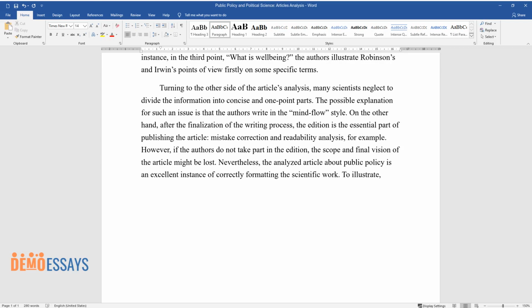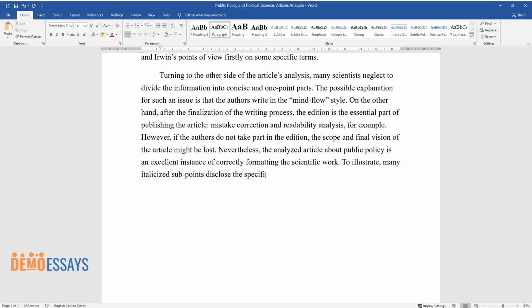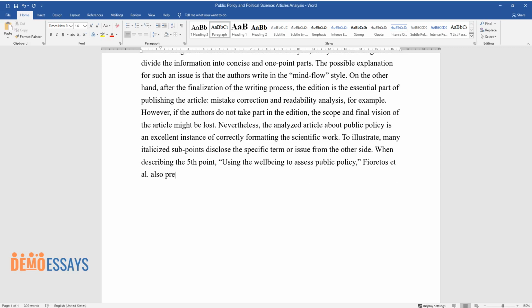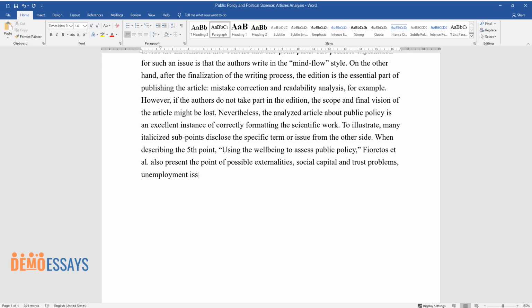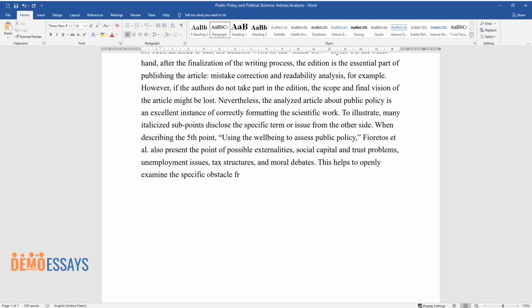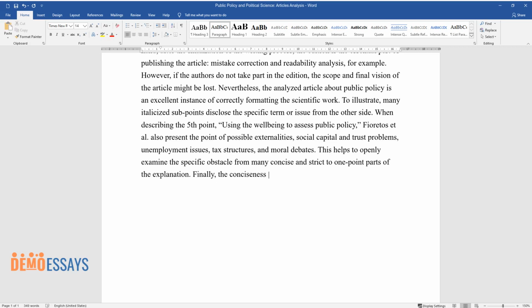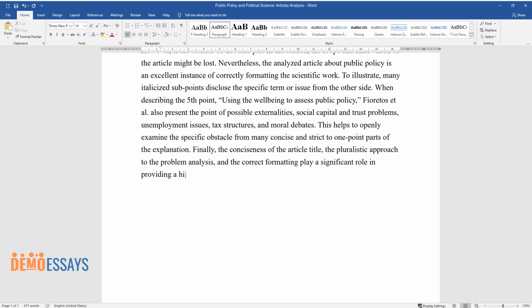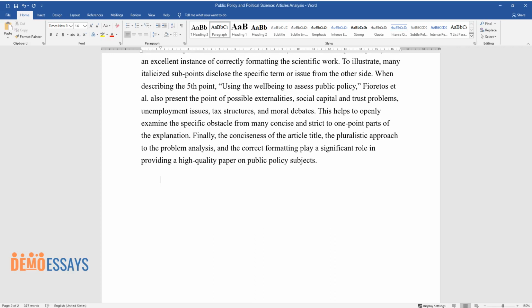To illustrate, many italicized subpoints disclose the specific term or issue from the other side. When describing the fifth point, Using the Well-Being to Assess Public Policy, Fioretos et al. also present the point of possible externalities, social capital and trust problems, unemployment issues, tax structures, and moral debates. This helps to openly examine the specific obstacle from many concise and strict one-point parts of the explanation. Finally, the conciseness of the article title, the pluralistic approach to the problem analysis, and the correct formatting play a significant role in providing a high-quality paper on public policy subjects.